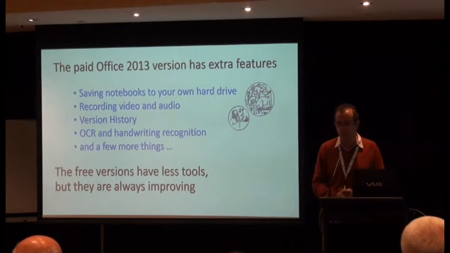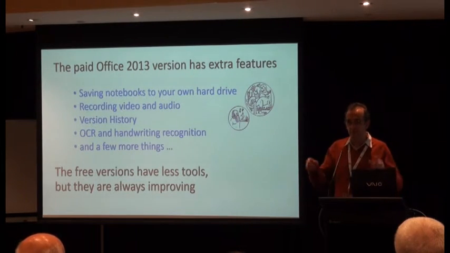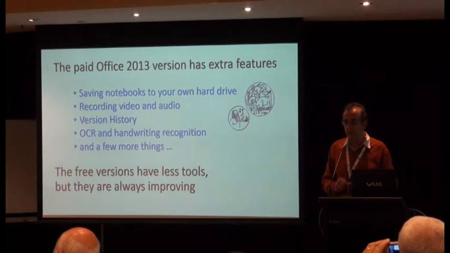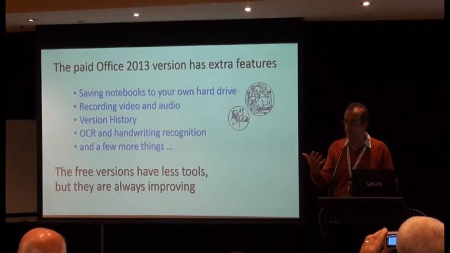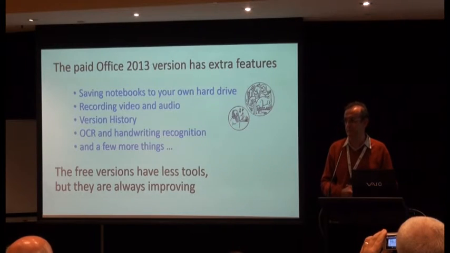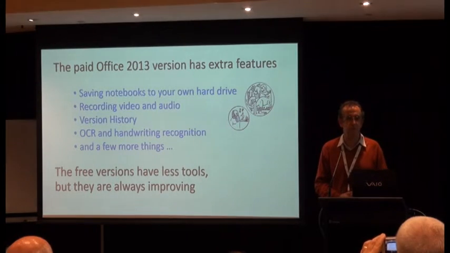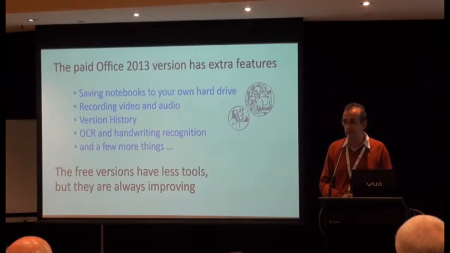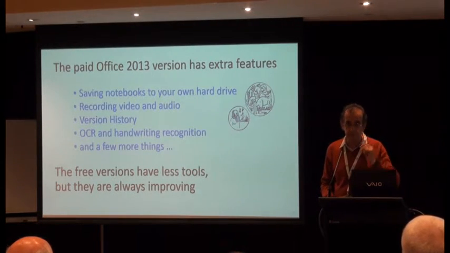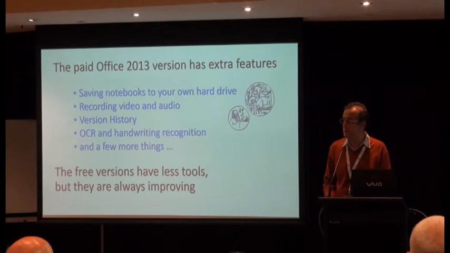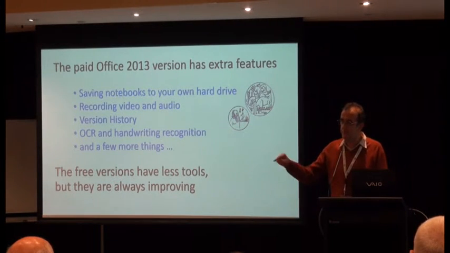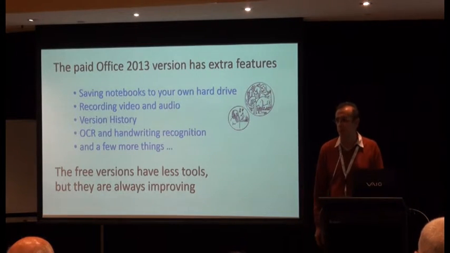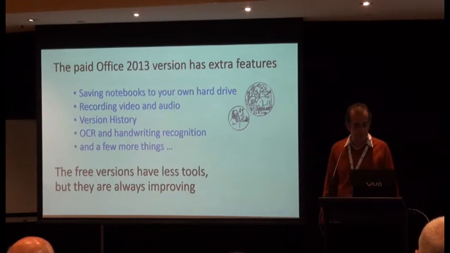It can do optical character recognition. If you copy a picture in of a web page, you can ask it to make the text into writing that you can edit. And even if you never use OneNote for anything else, that's certainly handy. And it does handwriting recognition. And if you've ever tried Windows handwriting recognition, it's not too bad. You can type, write with your finger, and it mostly gets it right. And there's a few more things, but they're more complex stuff that the business would be interested in.